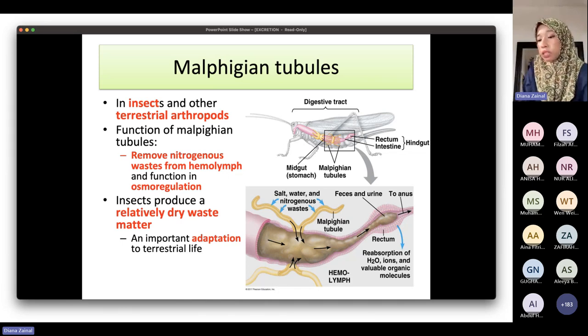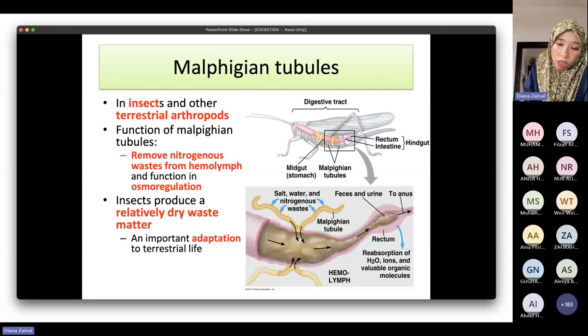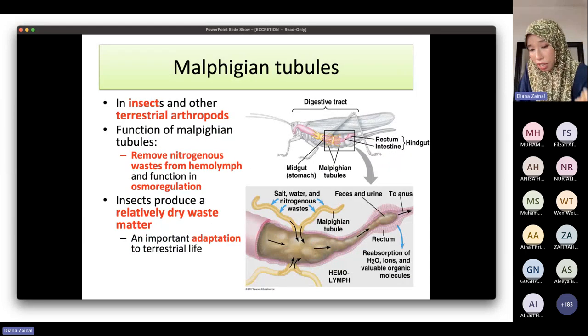Even though they do not have any blood, they still need some liquid ataupun yalah cecair dalam badan to transport dia punya waste, dia punya nutrient, dia punya oxygen and all, right? So this hemolymph is involved in the production of dia punya nitrogenous waste. Okay, they are going to produce a relatively dry waste matter. They are terrestrial. Okay, they don't really need a lot of water. So dia punya waste matter is going to be dry as well lah. So it's a really important adaptation for dia punya terrestrial life, for living in a lack of water punya environment.